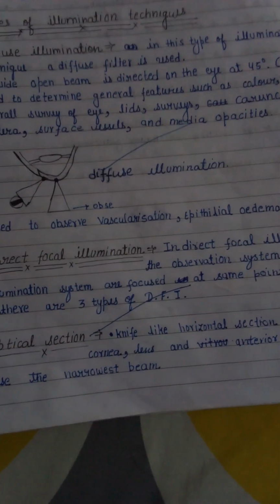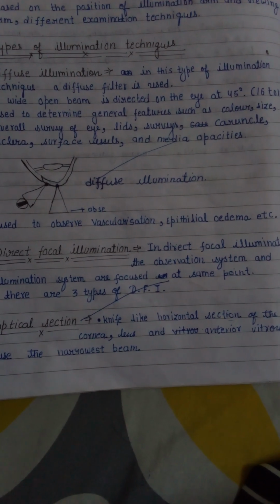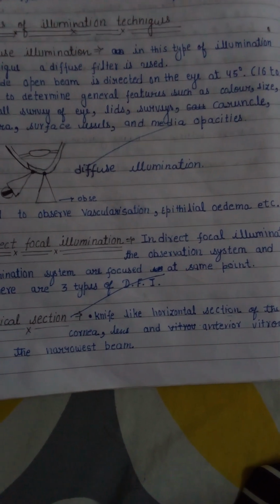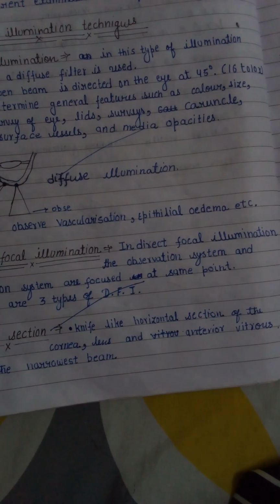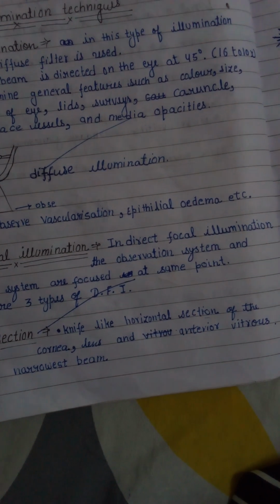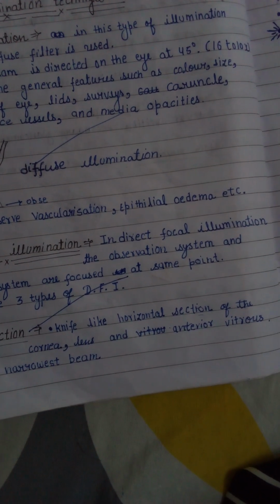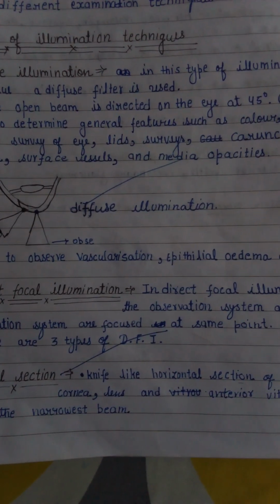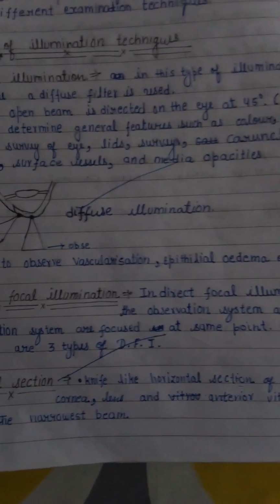The beam will be 1 mm to 2 mm thin, and then we will observe a particular part of the eye. For example, if we want to observe the cornea, then we will take an optical section of the cornea, and then we will observe different features of the cornea. For example, corneal thickness, corneal vascularization, corneal layers, etc.